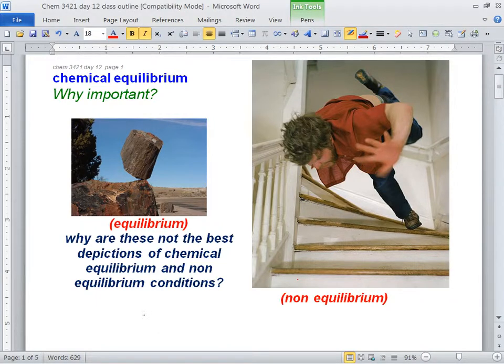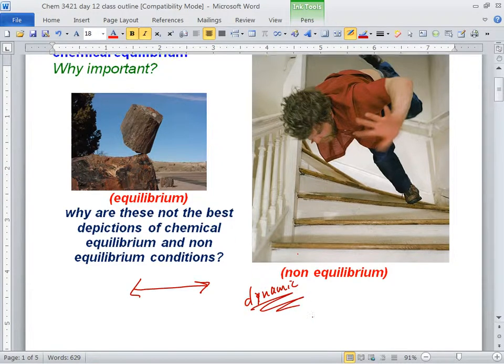Is it just that arrow? No, it's also going back too. So it's supposed to be going back and forth. What's the word for that? It starts with the D. It's dynamic. Equilibria are dynamic. They go both ways. So these pictures aren't good indicators of chemical equilibrium because they're not dynamic in that sense.